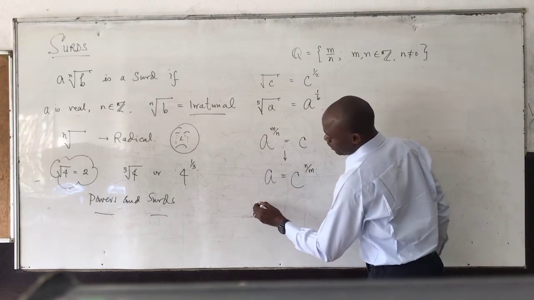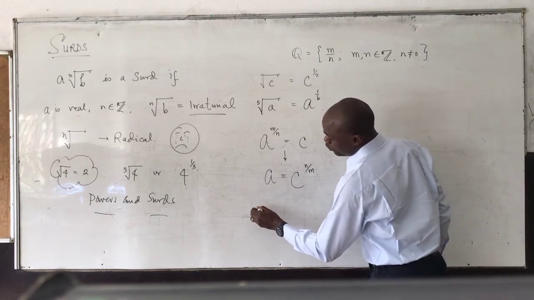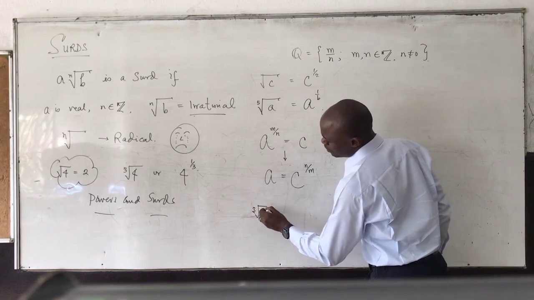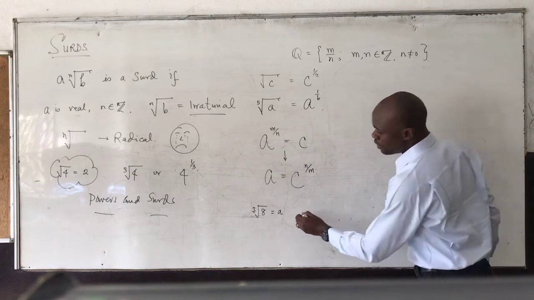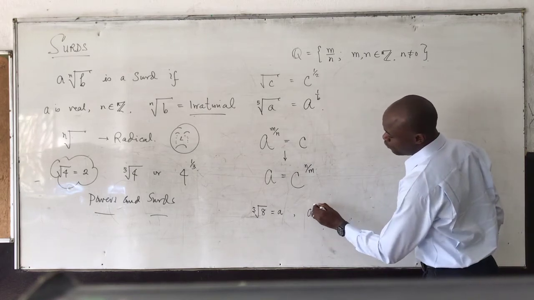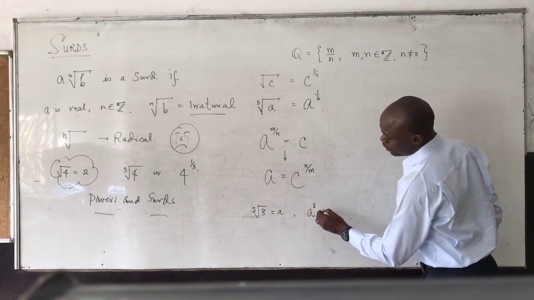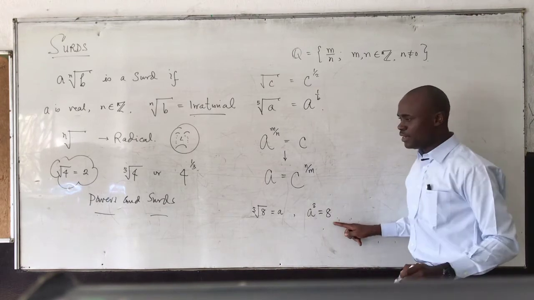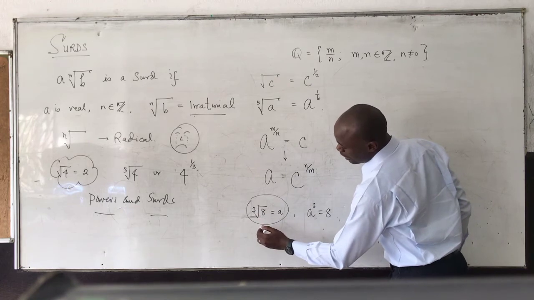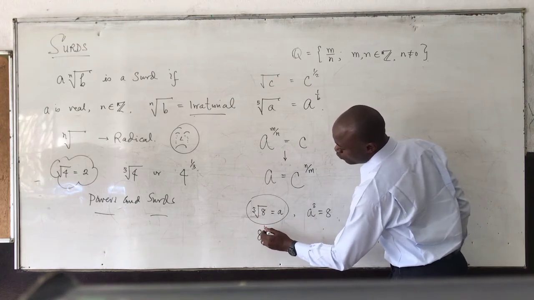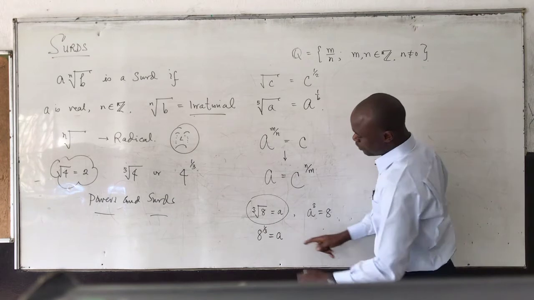If you have something like the cube root of 8 equals a, this can also be written as a raised to the power of 3 equals 8. Now, what do I mean by that? Because what I am saying here is that this is the same thing as 8 raised to the power of 1 over 3, a raised to the power of 1 over 3.